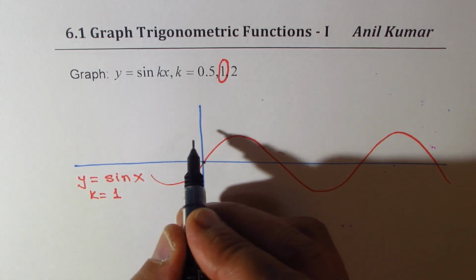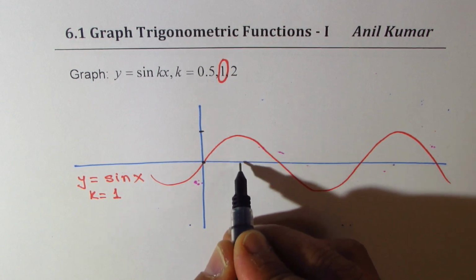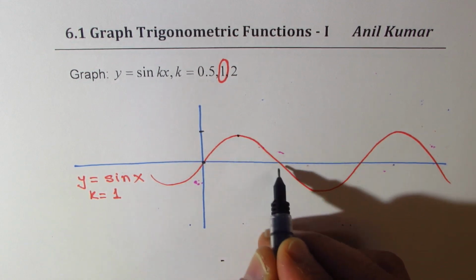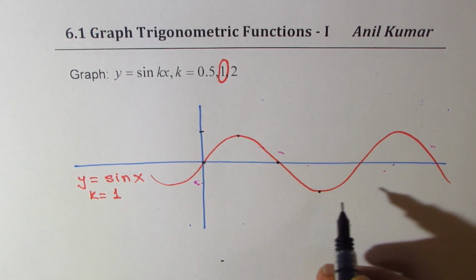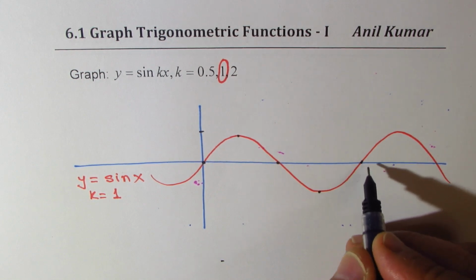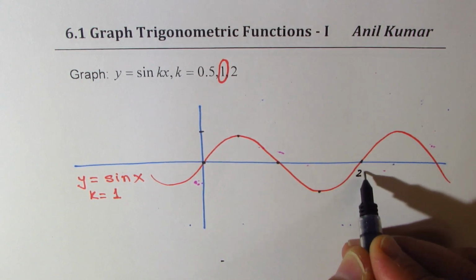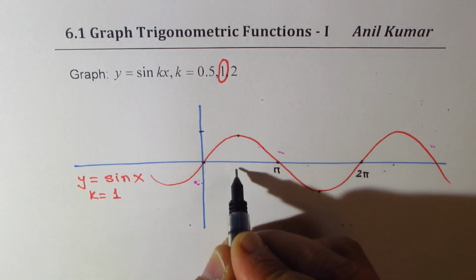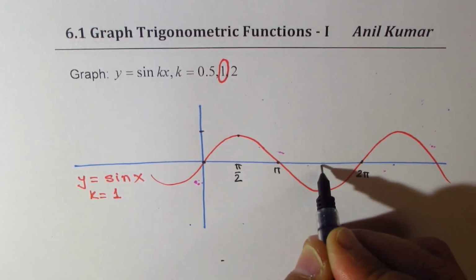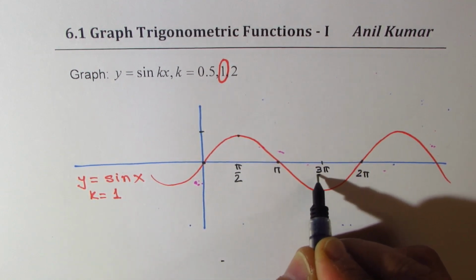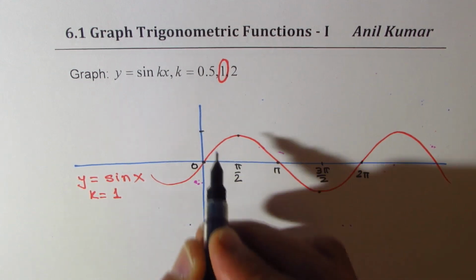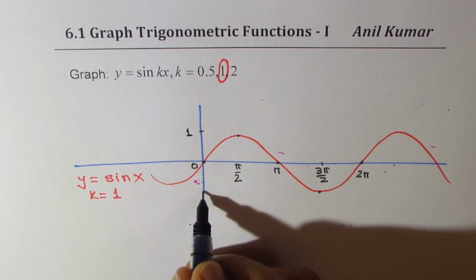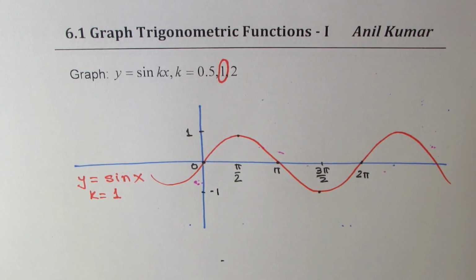So these are the points which are critical points for us. So the maximum, 0, minimum, and back, one cycle, right? So this is 2 pi for us. This is pi. Here we have pi by 2, and this is 3 pi by 2. That is indeed 0. This is plus 1, and we have this as minus 1. So I hope you are getting the concept, correct?